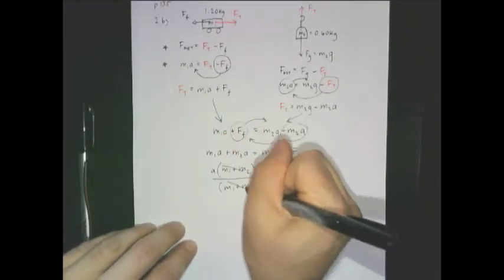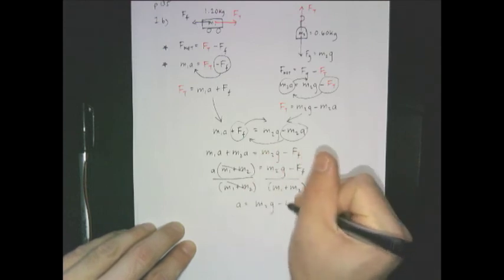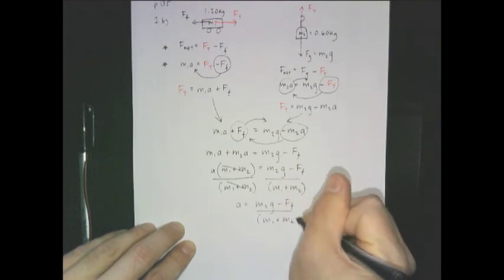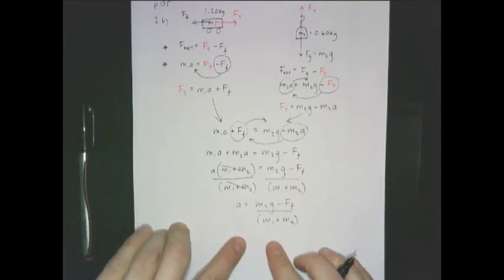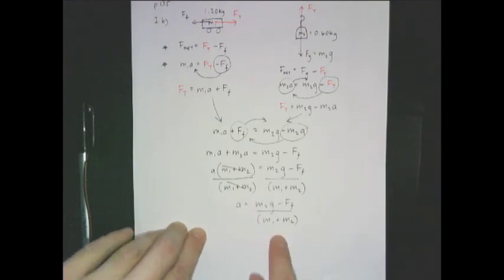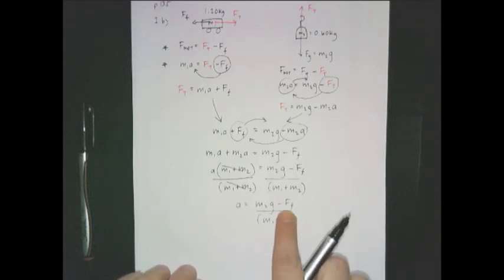The m1 and m2 cancel out on this side, and we're left with m2g minus force of friction over m1 plus m2. If you look carefully, this is almost identical to the acceleration we solved for yesterday. What's the only difference? Sam? Subtracting friction. We're subtracting friction.